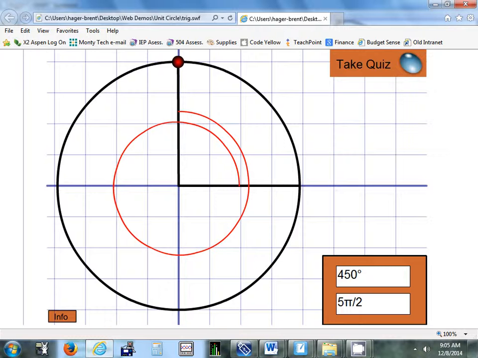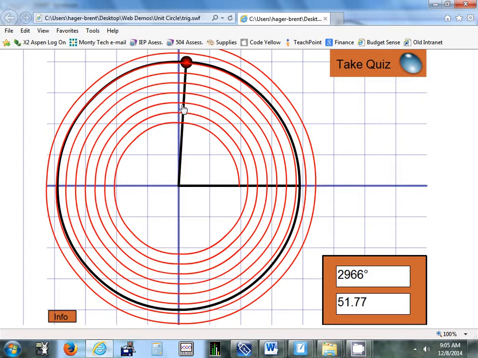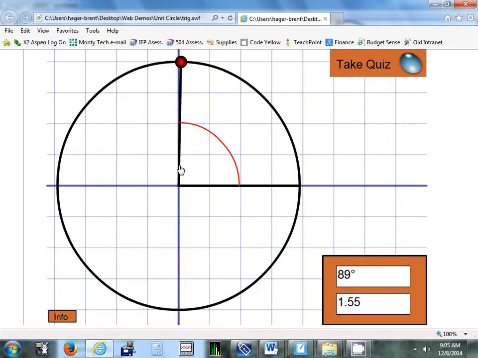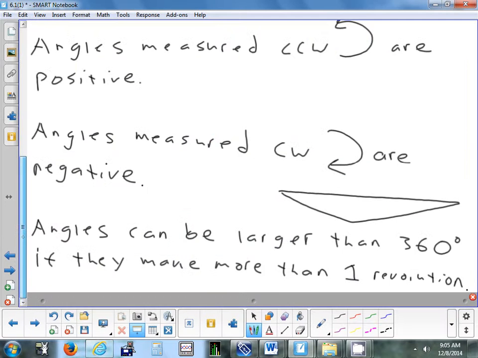And you could go around as many times as you want. You can have a lot of fun with that. You get 2,970 degrees, which is exactly the same as 90 and all the other angles. So there's a pattern. You can just keep adding revolutions, and you get right back where you started. Adding a complete revolution doesn't change where the terminal side would land. And there's a word for that, which we'll talk about in a little bit.